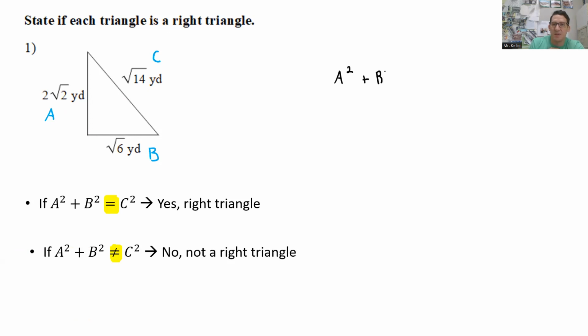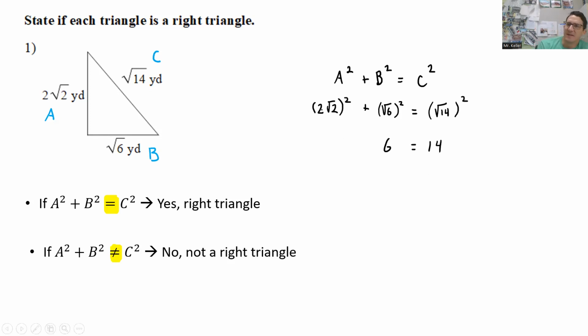All right. Then I'm going to plug those into the Pythagorean theorem. A squared plus b squared is equal to c squared. A, I have it labeled as 2 root 2 squared, plus b is square root of 6 squared. And then c is square root of 14 squared. I'm going to do these two first. Square root of 6 squared. The root and the square just cancel each other out. So this is just 6. Same thing with 14. Square root of 14 squared is just 14.